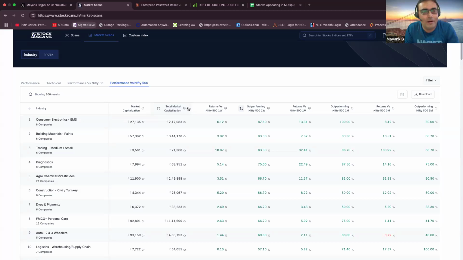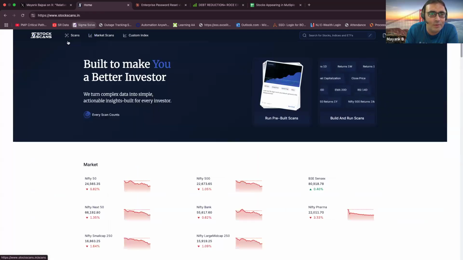Now, what I do on a weekly or monthly basis, let's say 1 month is already over, and we would like to look at what happened in the last 1 month. So one of my favorite scans is market scans. The moment you land on this page on Stock Scans, you have multiple options on the top: scans, market scans, and custom index. I don't want to walk you through the features of this tool. I'll simply share what I do.